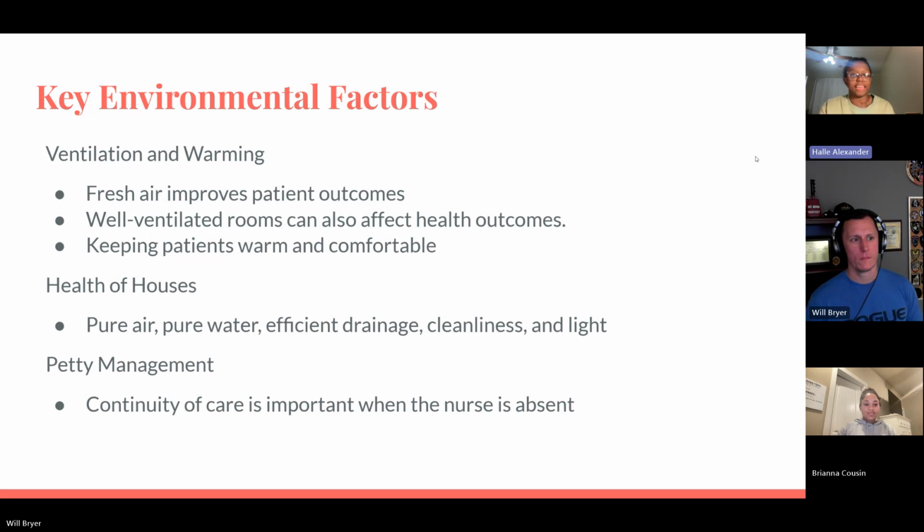Nightingale identified key environmental factors that influence health promotion, the first being ventilation and warming. She mentions the need for fresh air and ventilation to keep patients stable and improve their health. She also believed that patients should always be kept warm and comfortable. She talks about the health of houses, which is pure air, water, efficient drainage, cleanliness, and light. Another important factor is petty management, which refers to the continuity of care even when the nurse is not present.